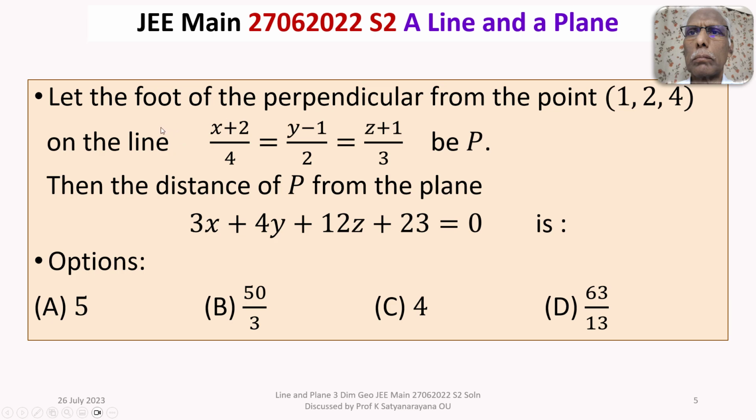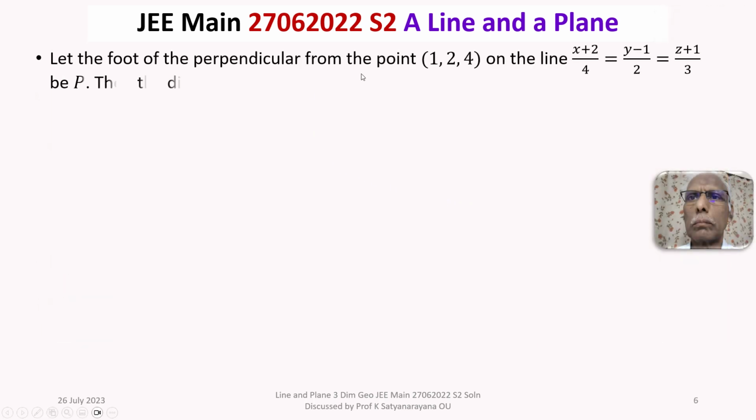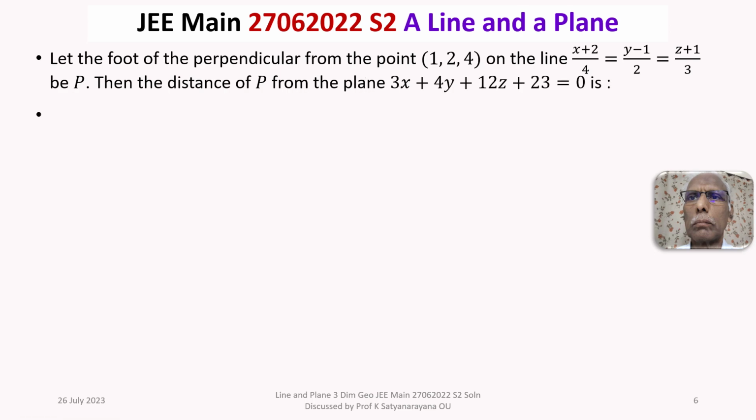We are given a line (x + 2)/4 = (y - 1)/2 = (z + 1)/3, and the foot of the perpendicular from the point (1, 2, 4) on this line is given to be the point P. We are required to find the distance of this point P from the plane 3x + 4y + 12z + 23 = 0. That is the given question. We now discuss the solution of the problem in detail.